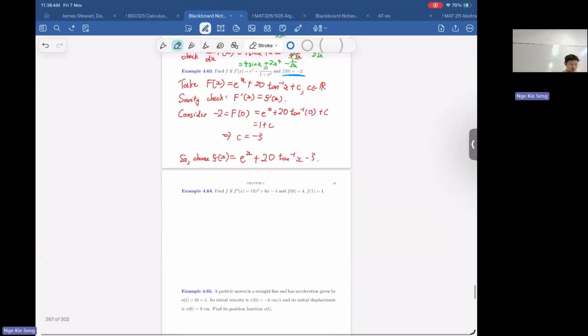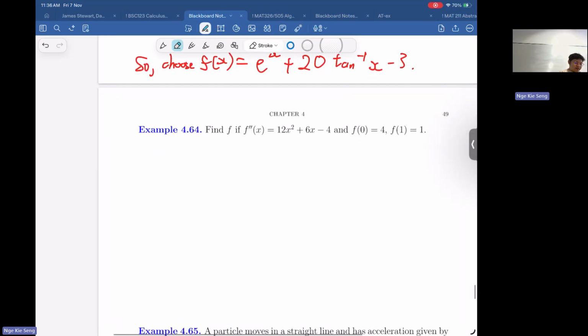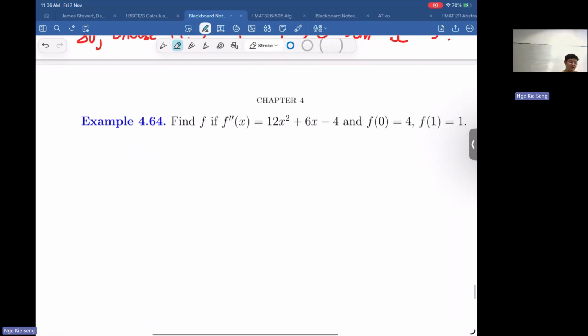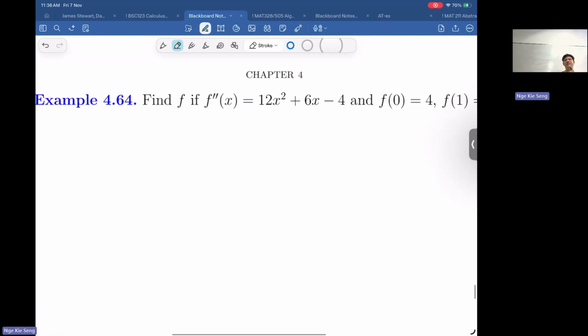So 4.64 here is similar, just that they ask you to do it twice. You start with the second derivative, and you do it twice. Then we will skip this. You just do it twice.